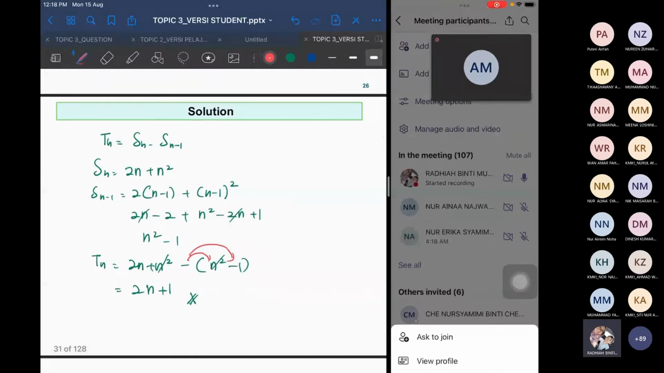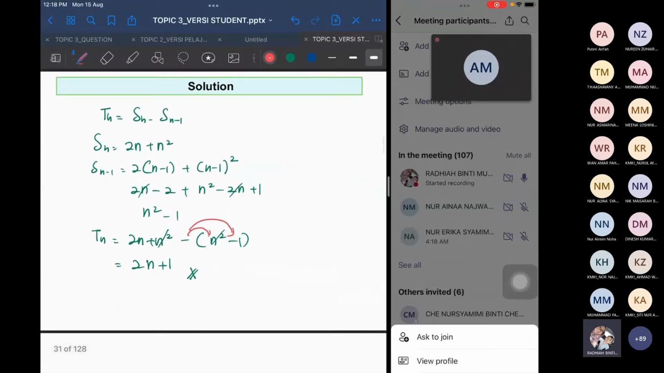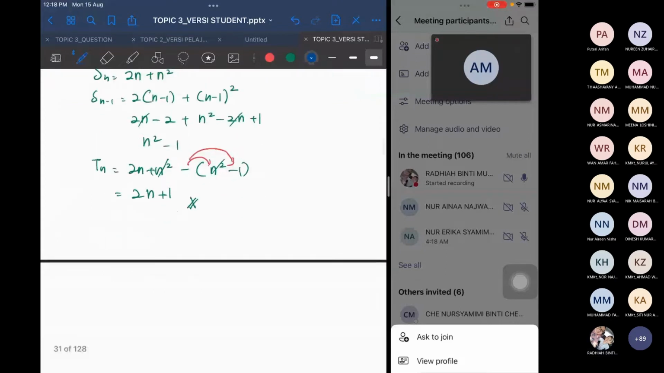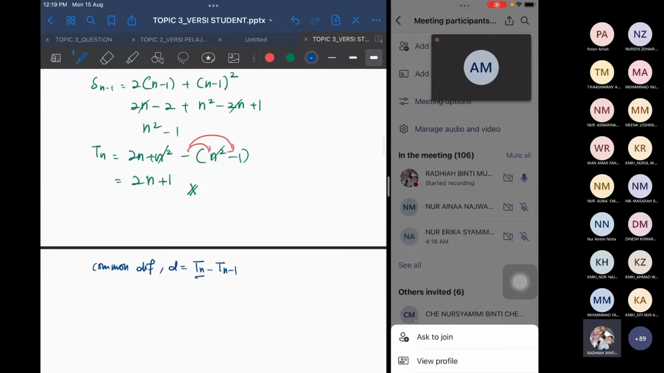Okay, so soalan yang seterusnya, lepas kita cari n term, dia minta kita cari d, common difference. Okay, so how to find the common difference? Okay, so kita tahu formula dia d is equal to Tn minus Tn minus 1. Okay, so kita punya Tn kita dah ada which is Tn equals 2n plus 1. So kita kena cari Tn minus 1 lah.